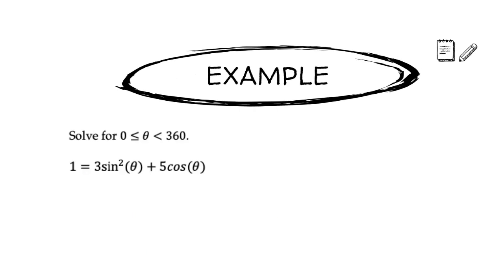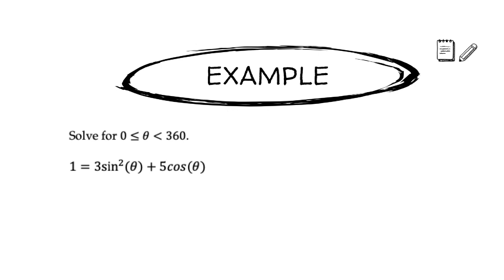In our next example, we'll need to continue using some algebraic skills in order to solve, but you'll notice here that if I substitute, say, q in for sine, I'll get 1 equals 3q squared plus 5 cosine, and that doesn't really get me anywhere. What I need to do is something a little more clever.